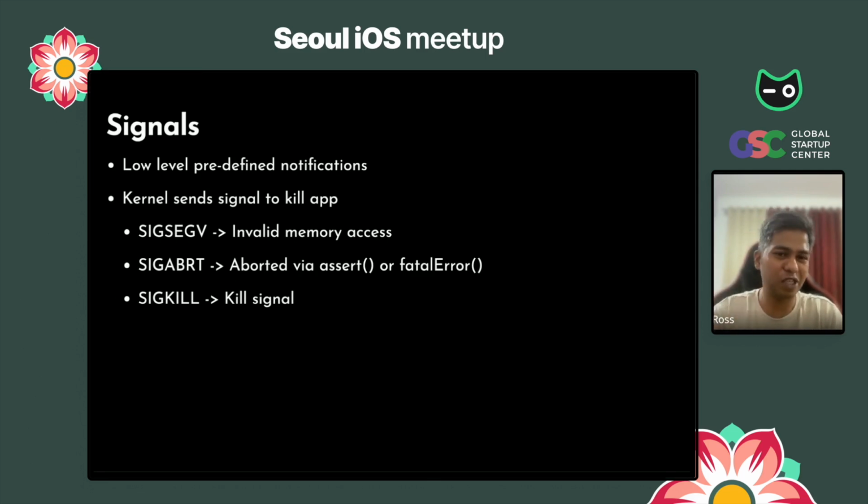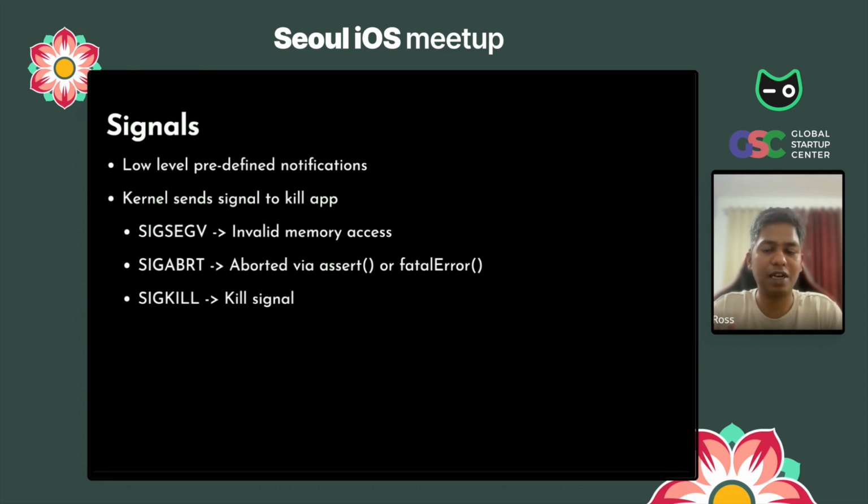Now, here are a bunch of signals that you must have seen in any crash report. The first one is what's called a segmentation signal. This usually gets thrown when you're trying to access an invalid memory address. Think about trying to access a memory location that has already been freed, or a memory location outside the scope of your application's memory layout.